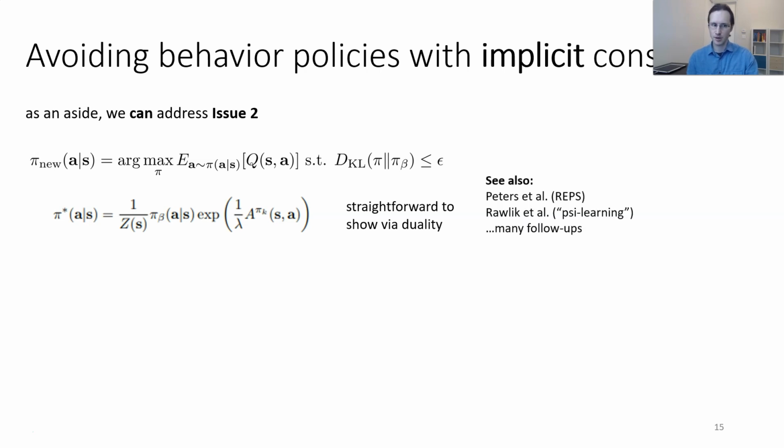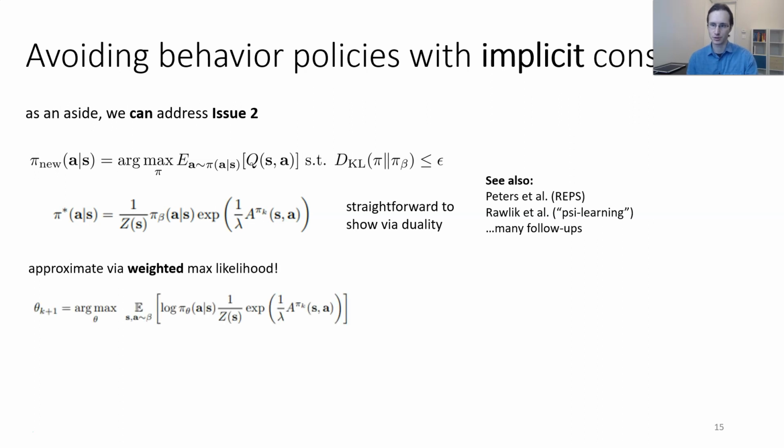And this idea has popped up in a number of previous works, some of which are mentioned here. But the cool thing about this closed-form solution is you can approximate it via weighted maximum likelihood. So you can see that the expression for pi star involves multiplying pi beta by a bunch of numbers. So to estimate this, you can actually take the expected value under pi beta of log pi times those numbers, where the expectation is computed by taking samples from the data set.